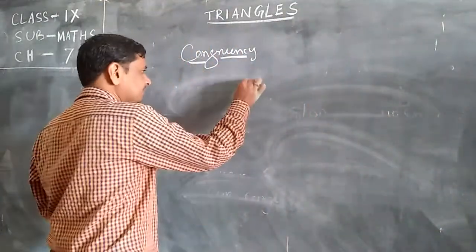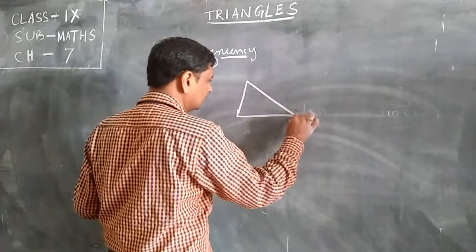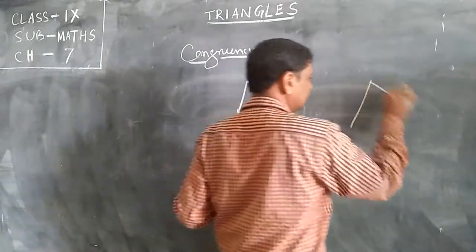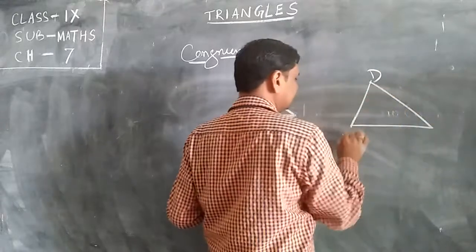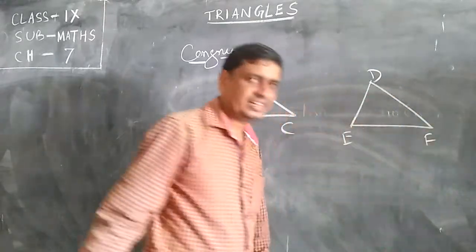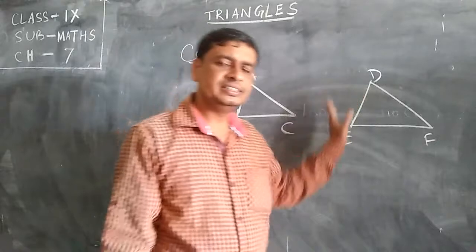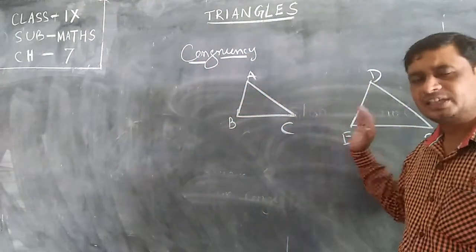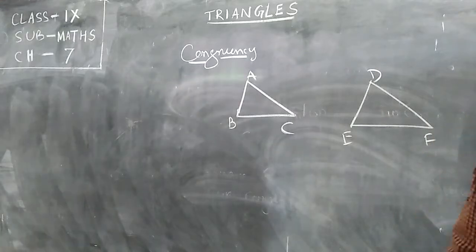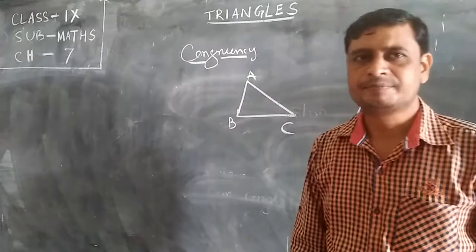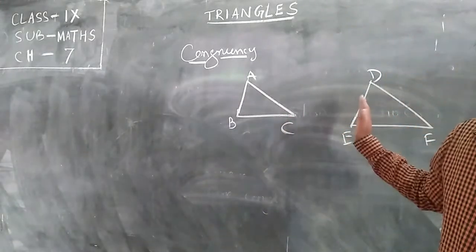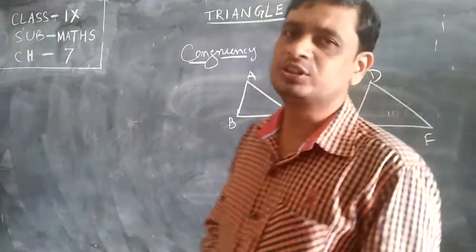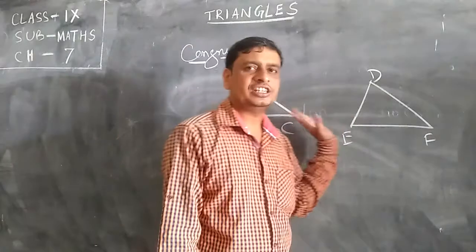Let two triangles, ABC and DEF. Two triangles are there, ABC and DEF. If you want to find whether these two are congruent or not, then we have to observe their sides and angles. If the corresponding sides of both the triangles are equal and the corresponding angles of both the triangles are equal, then we say the triangles are congruent.